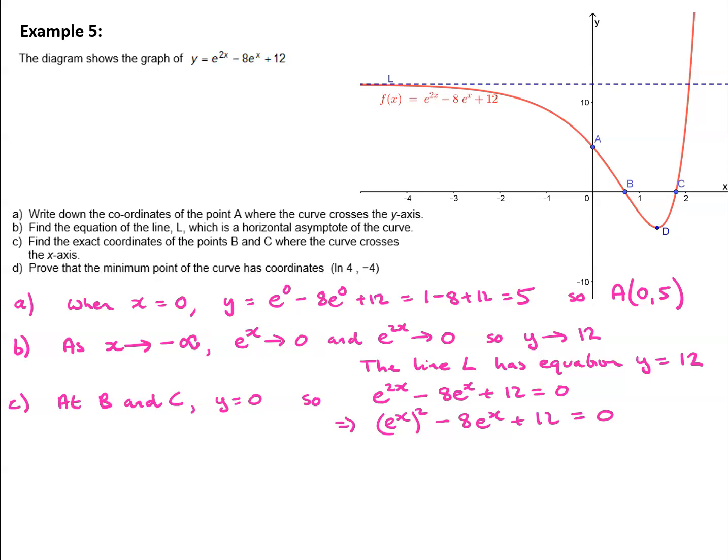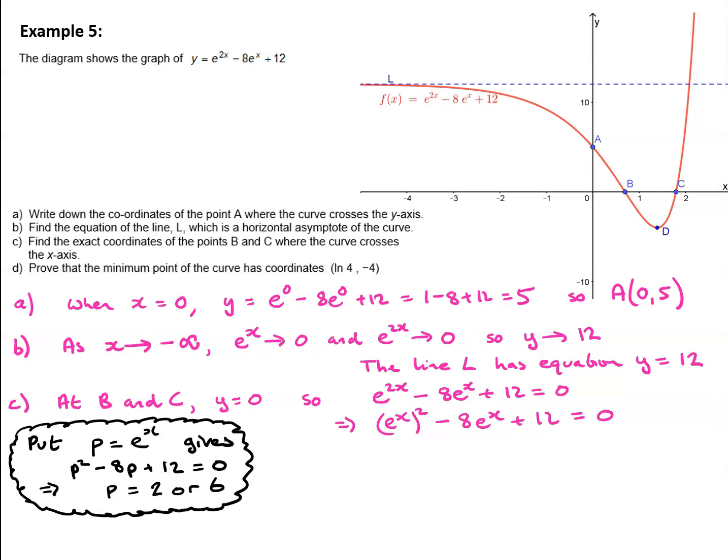Now this is a quadratic equation with e to the x as the unknown. So if we make the substitution p equals e to the x, we've got p squared minus 8p plus 12 equals 0, which tells me that p is either 2 or 6. So that tells me that e to the x is 2 or e to the x is 6. In other words, x is either the natural logarithm of 2 or the natural logarithm of 6.